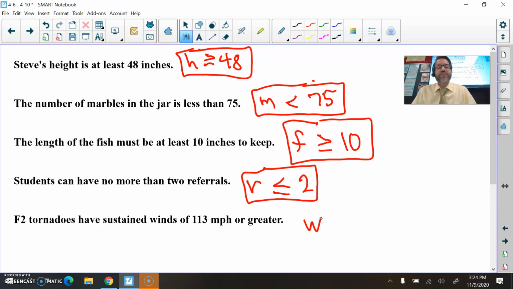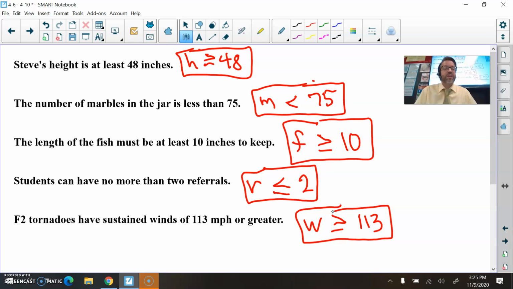The winds must be 113 miles per hour or greater. So equal to or more than. So we have W greater than or equal to 113. And that would be a tornado that qualifies as being an F2 tornado.